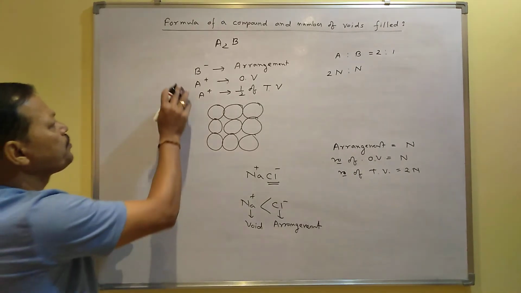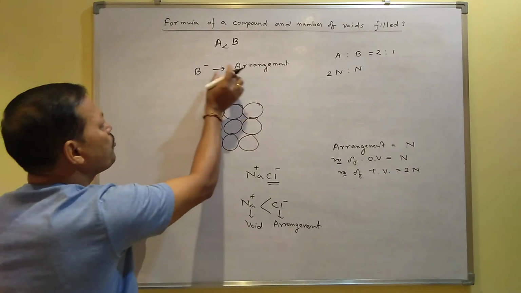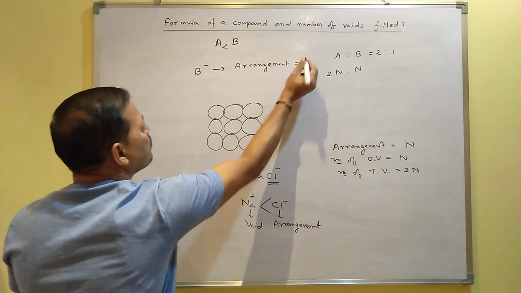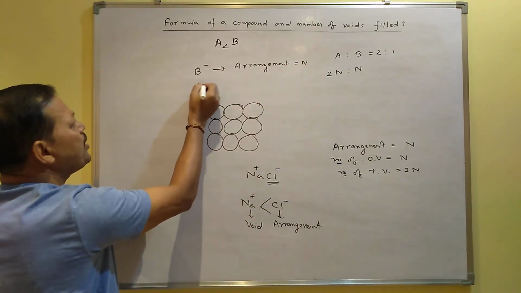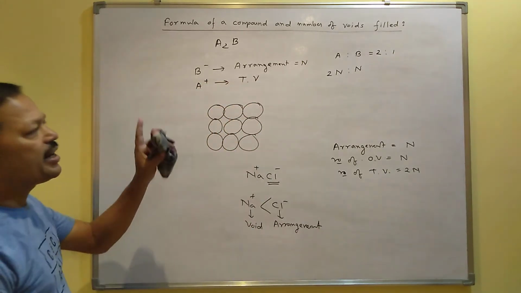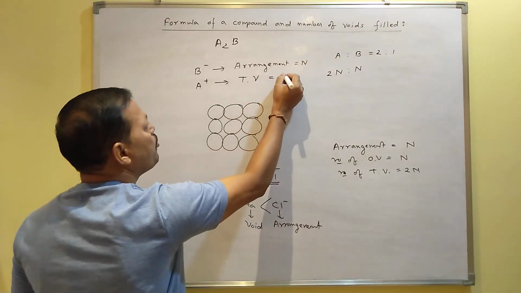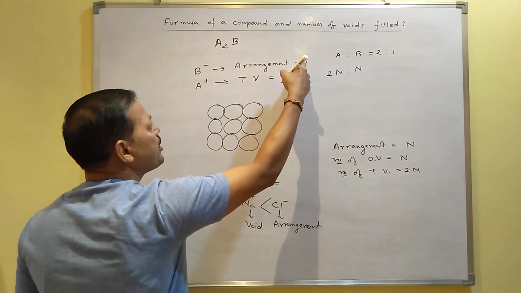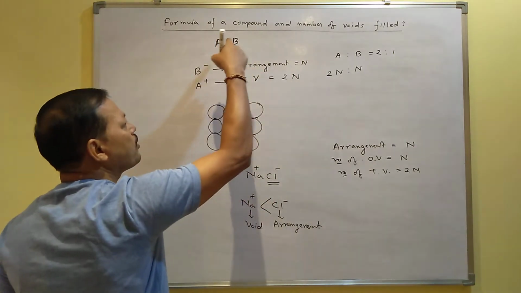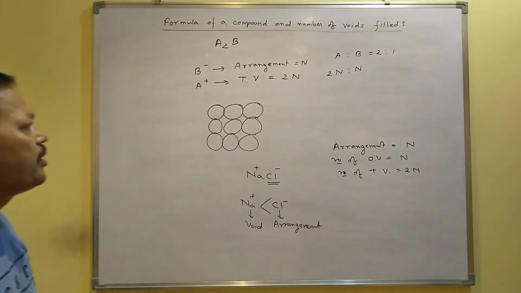So here, if the B minus ions adopt the arrangement, I mean if the number of B minus ions is n, then the A plus ions must be present in tetrahedral voids, because if the arrangement contains n particles, the number of tetrahedral voids will be twice n. Ultimately you will get the ratio 2:1. So you will get the formula A2B.